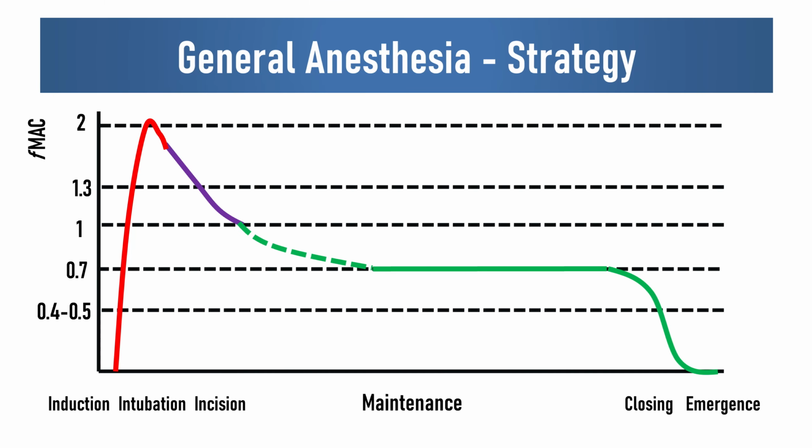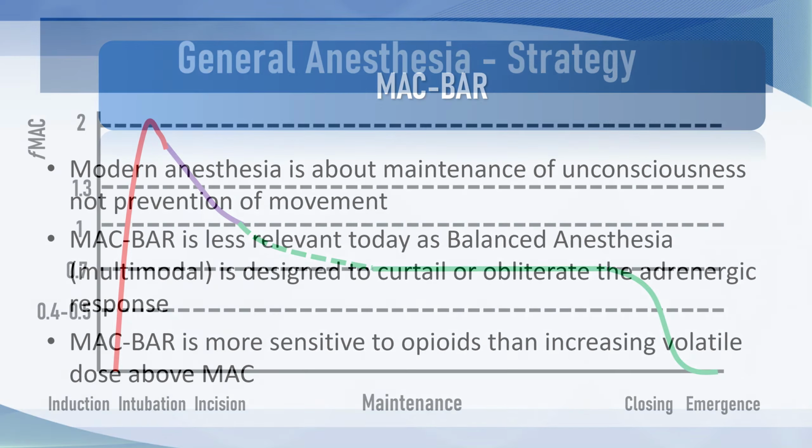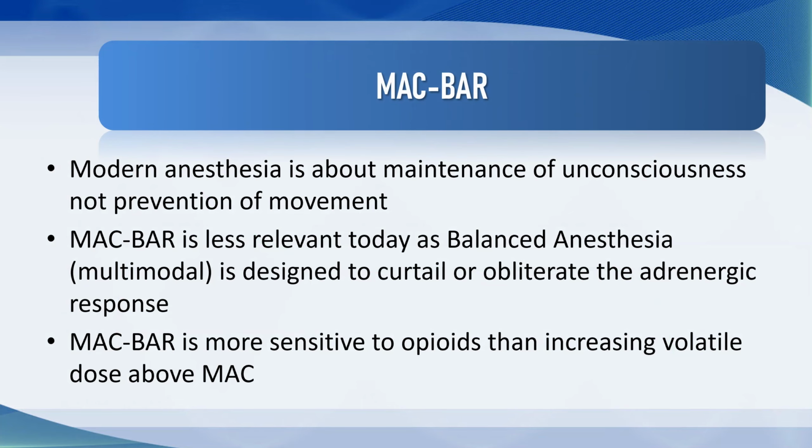Now you might ask, do I not need to keep the level high because of the adrenergic response? Modern anesthesia is about maintenance of unconsciousness, not prevention of movement, and MAC bar is about controlling the adrenergic response. But MAC bar is a lot more sensitive to opioids and anti-adrenergic agents than increasing the volatile agent. So it's less relevant today, as balanced anesthesia is designed to curtail or obliterate the adrenergic response. And that's why you get away with using a much lower exhale level of volatile agent.